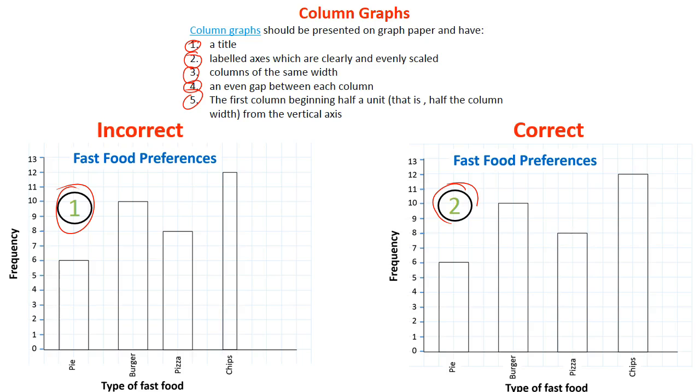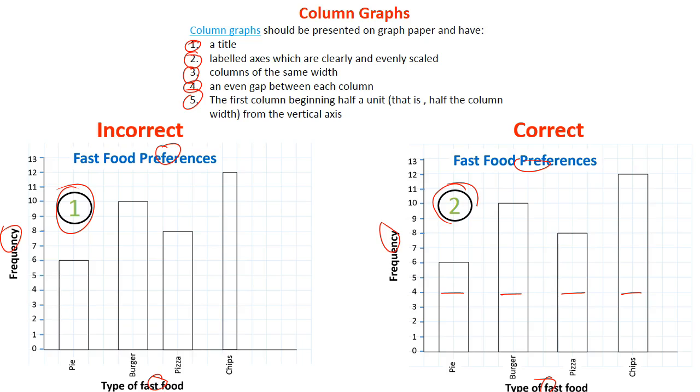Now, what are the differences? Let's look at what we've got. They've both got titles. That's good. They've both got labeled axes, which are clearly and evenly scaled. So titles, axes, cool. They're both correct there. All the columns are the same width. Now, the correct one, as you can see, is 2, 2, 2, and 2 columns across, or two squares across. It doesn't have to be 2 squares. That's what I've done in this case.